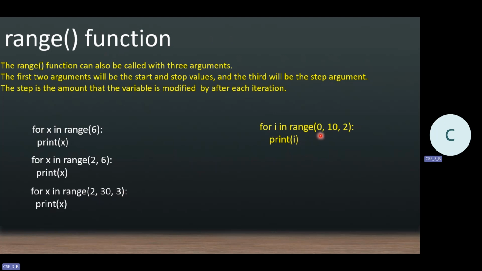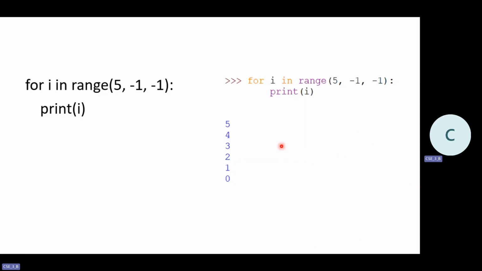Next, again, for i in range, we have given 0, 10 and the step as 2, and then we are printing the result. Let us see with an example. Here we have taken an example with negative values. It starts with the number 5 and ends at -1, that is start, stop, and then the step size. The stopping point is -1, and the step size is not an increment but a decrement by 1. Now we are printing the result. Let us see the execution result.